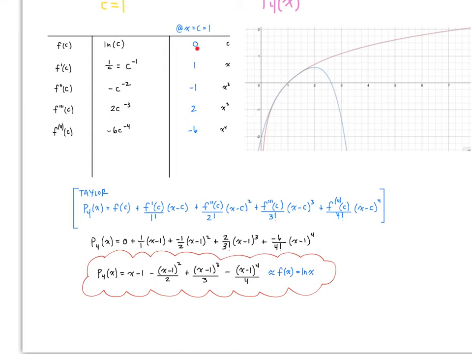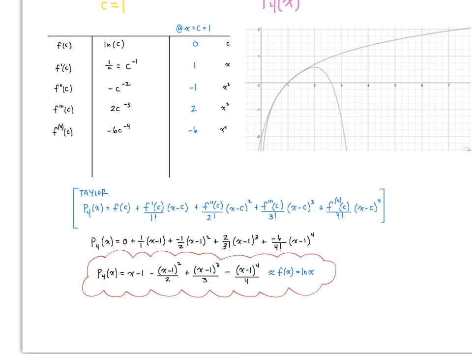So the coefficient of our constant term is 0. So f of c is 0. F prime of c is 1 over 1 factorial times x minus our c value, which is 1. Plus negative 1 is the coefficient over 2 factorial, or just 2, times x minus 1 squared. Plus the coefficient of our cubic term is 2 over 3 factorial times x minus 1 cubed. Plus negative 6 is the coefficient of our quartic term over 4 factorial times x minus 1 to the 4th.